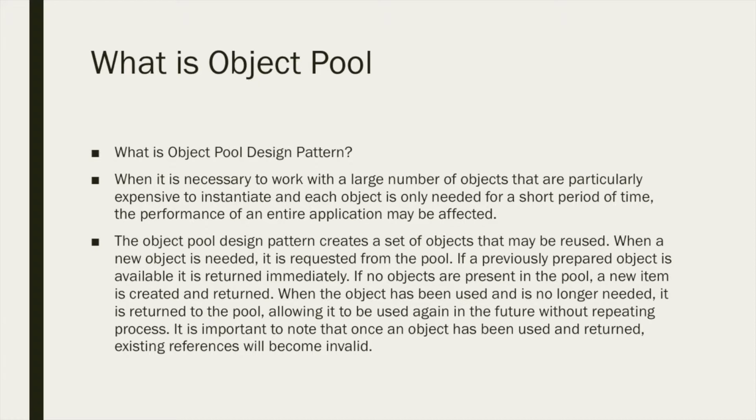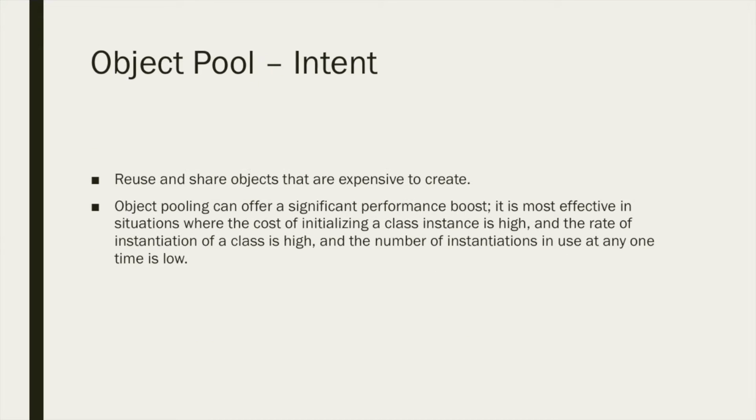When a new object is needed, it is requested from the pool. If a previously prepared object is available, it is returned immediately. If no objects are present in the pool, a new item is created and returned. When the object has been used and is no longer needed, it is returned to the pool, allowing it to be used again in the future without repeating the process. It is important to note that once an object has been used and returned, existing references will become invalid.